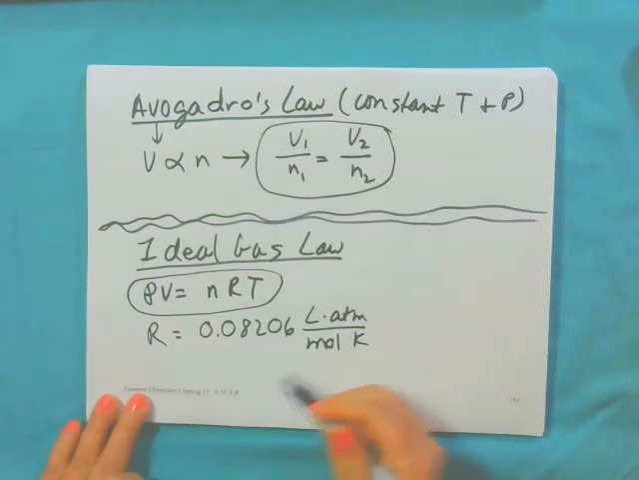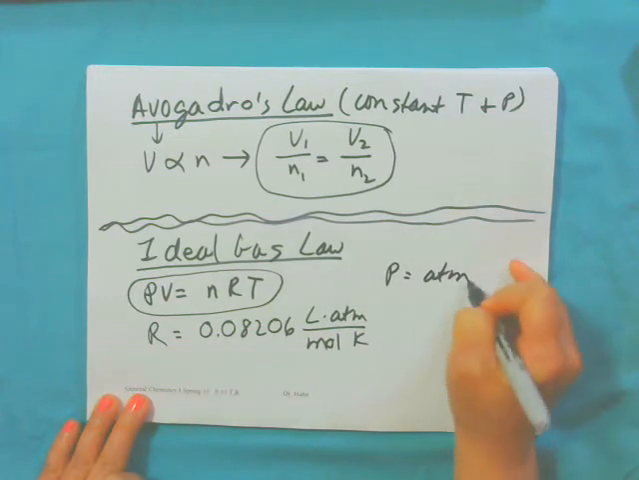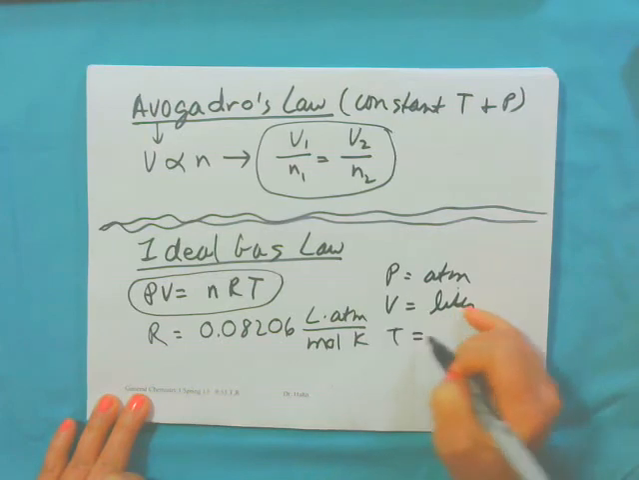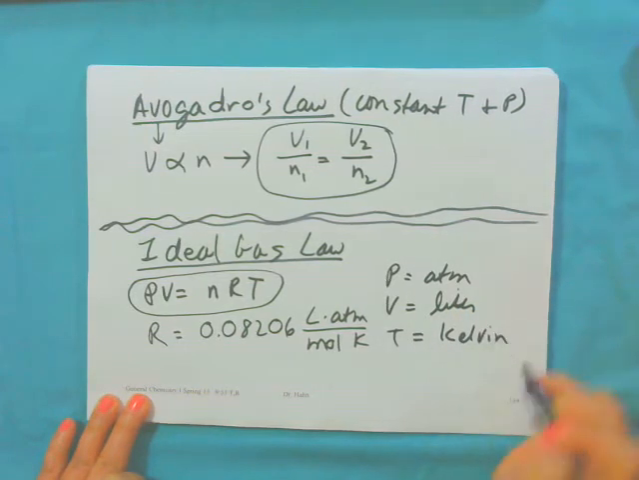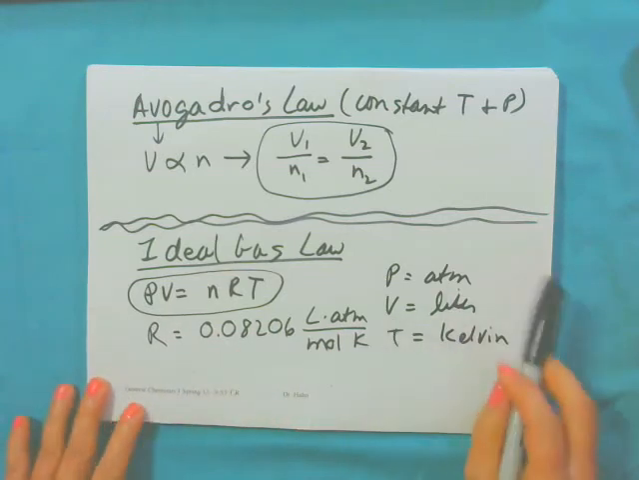Now, when we're dealing with our ideal gas law, we have to keep our pressure in atmospheres, volume in liters, temperature in Kelvin. So as long as we have the correct units and we have our ideal gas law, we're good to go.